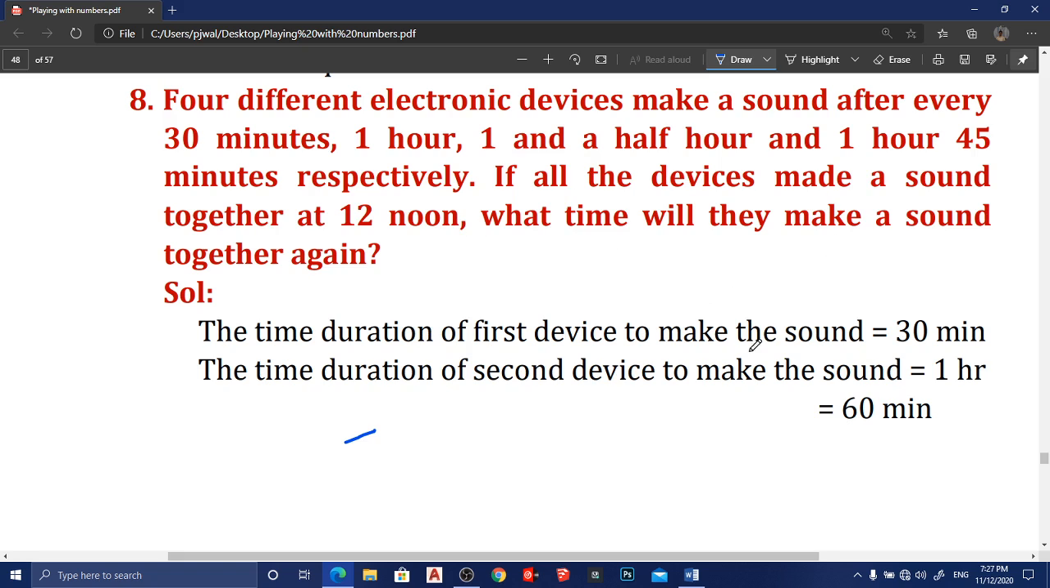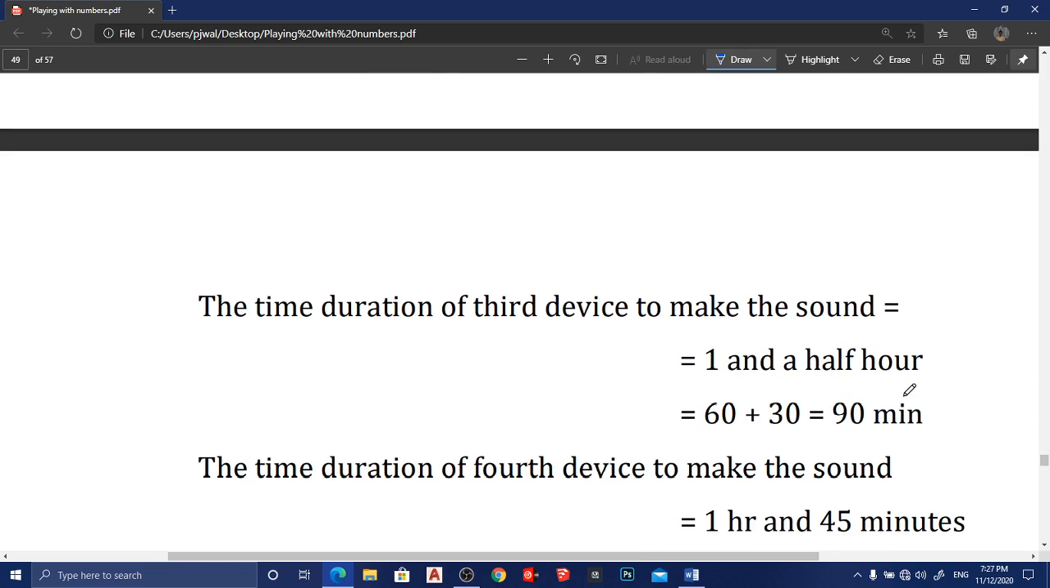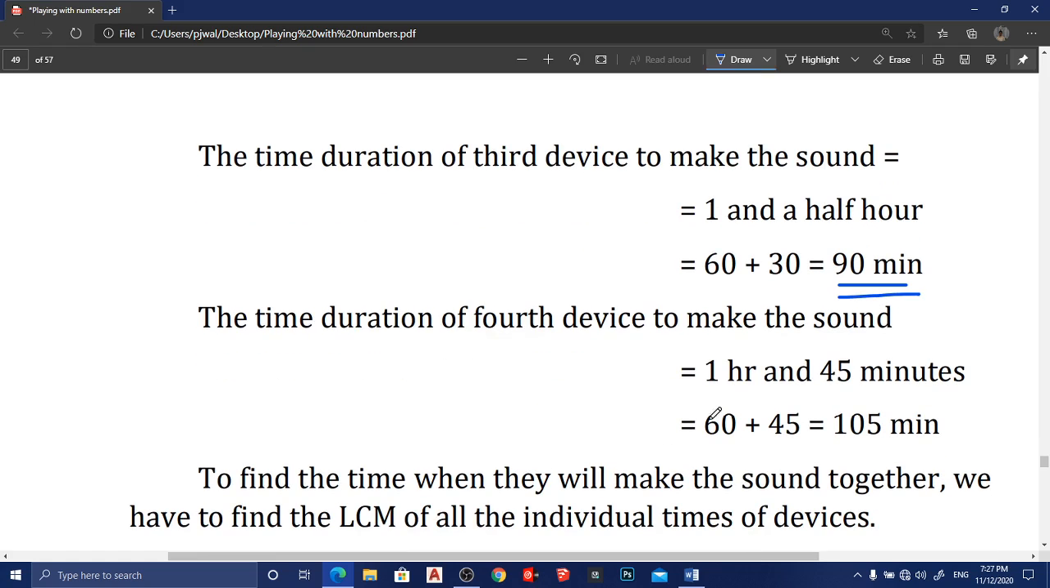The first one is given as only 30 minutes, so you keep it like that. The time duration of the second device to make the sound is 1 hour, which you can convert directly to 60 minutes. The time duration for the third device is 1.5 hours. 1 hour means 60, half hour means 30, so 60 plus 30, 90 minutes. For the fourth device it is 1 hour 45 minutes, so 60 plus 45, 105 minutes.